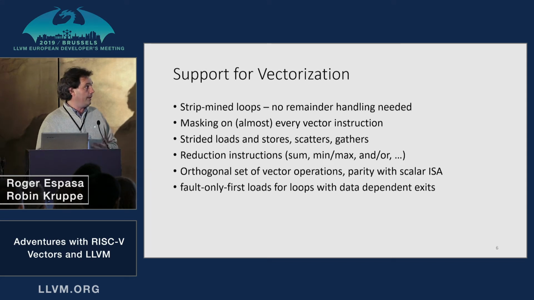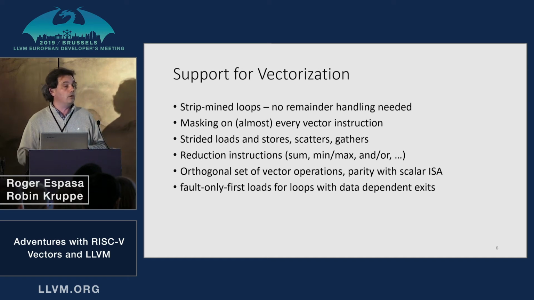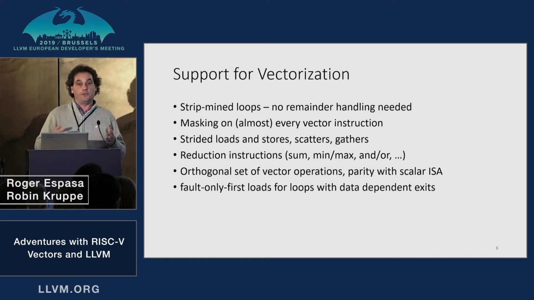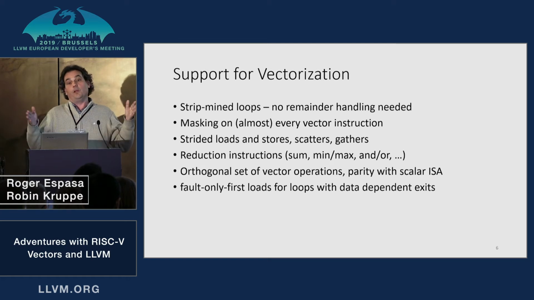It obviously has strided loads, stores, scatters, and gathers. No surprise here. Reductions, and full parity with the scalar ISA. So everything you have on the scalar side, you have on the vector side. And then fault-only-first for loops with data-dependent exits. So you can say, well, do me a vector load, but stop on the first fault you hit.